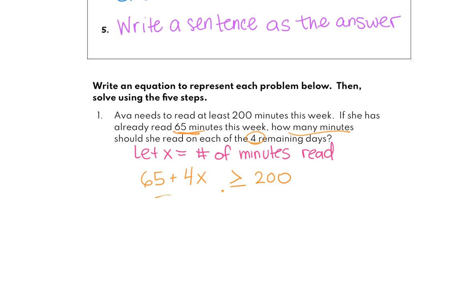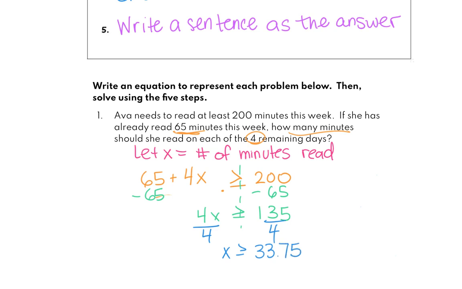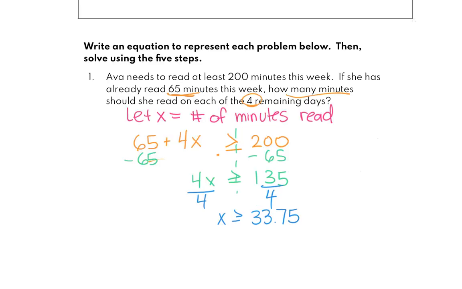Our next step will be to solve this inequality. We're going to start by subtracting 65 from both sides of this equation. That gives us 4x is greater than or equal to 135. Now we're going to divide by 4 on both sides, and we're going to get x is greater than or equal to 33.75. The last thing we need to do is write a sentence describing what this means.